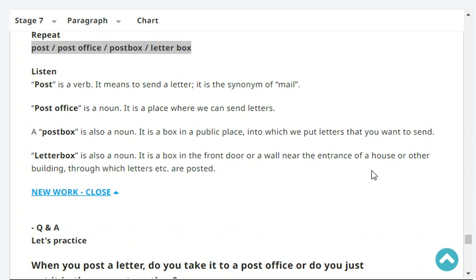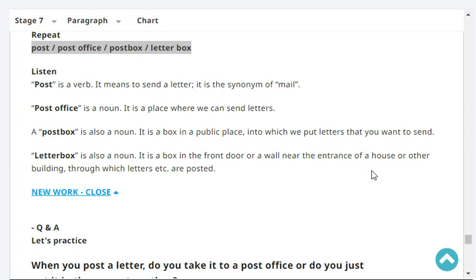Okay, listen. The word post is a verb. It means to send a letter. It is the synonym of the word mail. Post, mail. Post office is a noun. It is a place where we can send letters. A post box is also a noun. It is a box in a public area into which we put letters that we want to send.